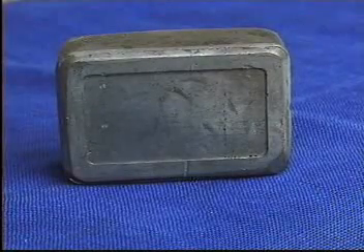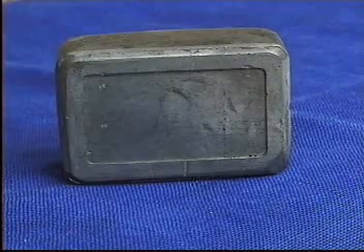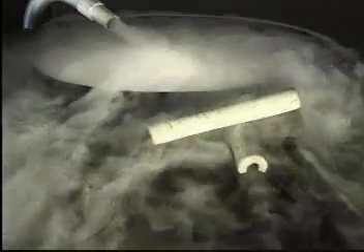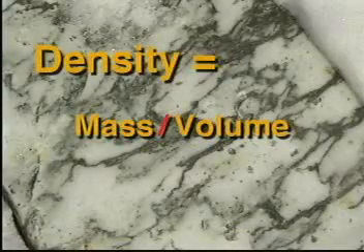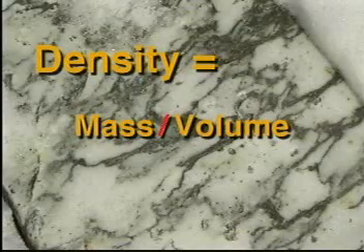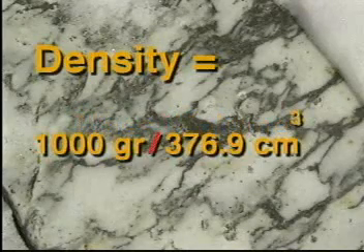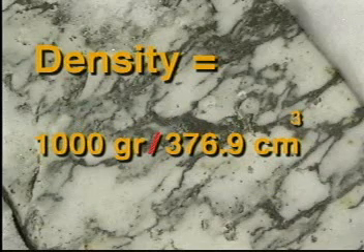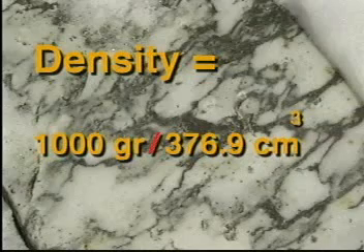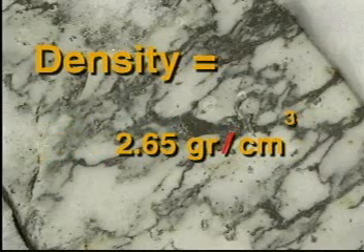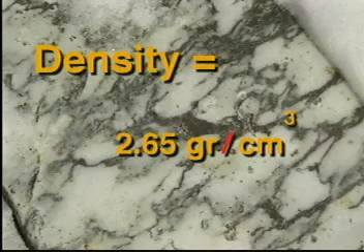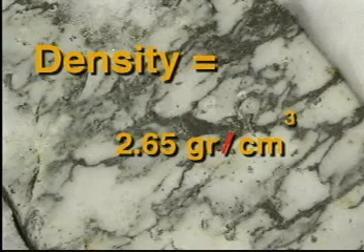For example, most metals, like this piece of lead, have a high density, whereas gas has a low density. Density can be calculated using the equation density equals mass divided by volume. With our piece of marble, we found the mass to be 1,000 grams and the volume to be 376.9 cubic centimeters. By dividing the mass by the volume, we get a density of 2.65 grams per cubic centimeter.